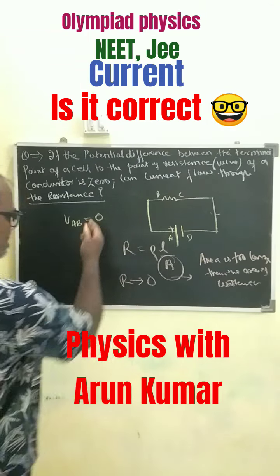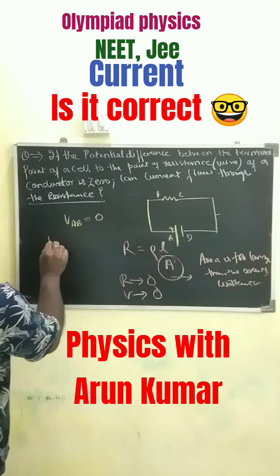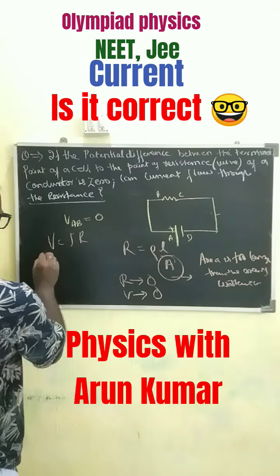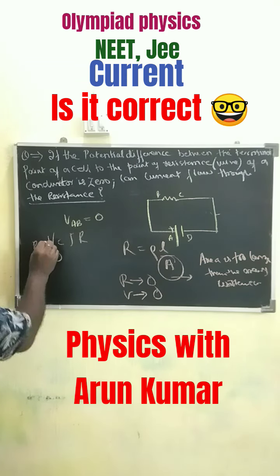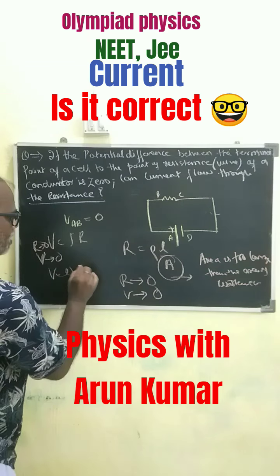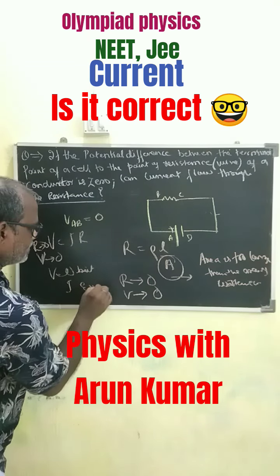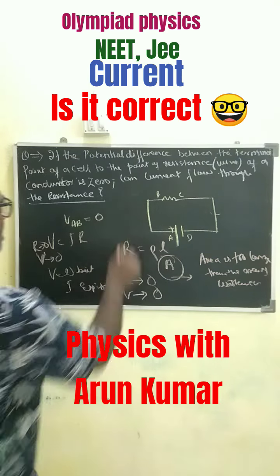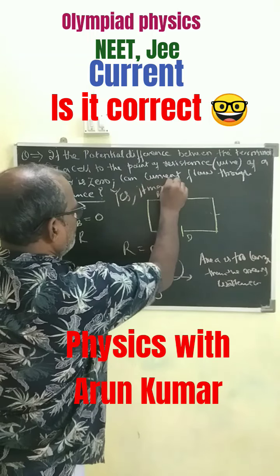When R tends to 0, V tends to 0. Therefore, with the Ohm's law formula V equals IR, here V tends to 0 as R tends to 0. Therefore, V equals 0, but still current exists. So our answer is: can current flow through the resistance? Yes, it may flow.